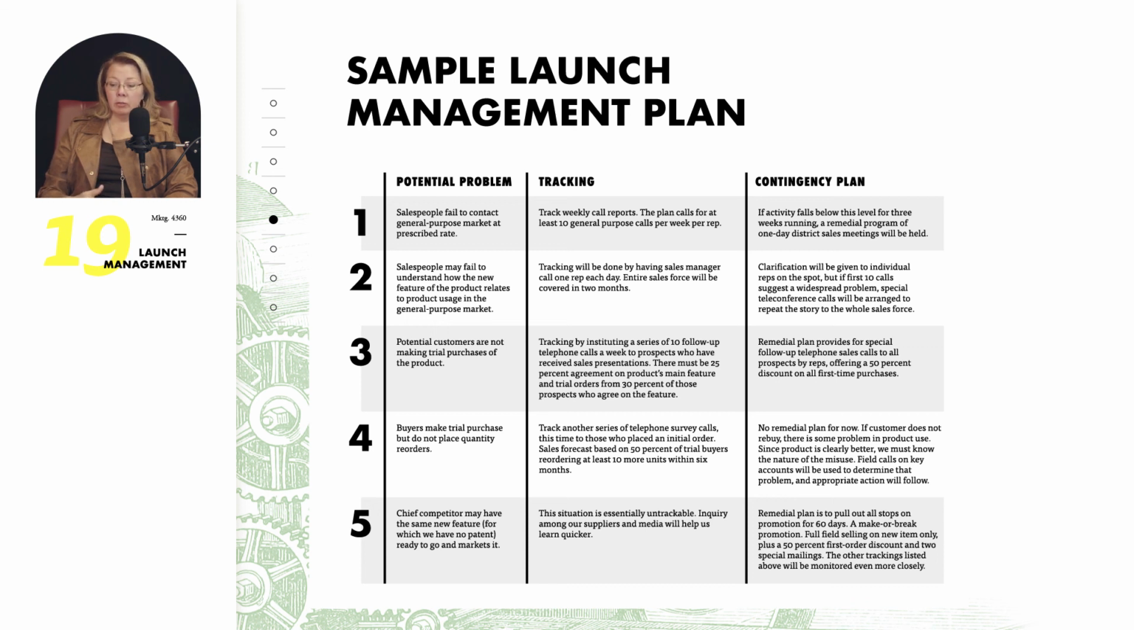And so if you're tracking that and those salespeople are not meeting those goals, then you have a contingency plan that says, if they're not meeting those goals, we need some kind of a remedial program with our district salespeople to talk about this. Okay, so that's your contingency plan. And there's several other examples for you to look at here.